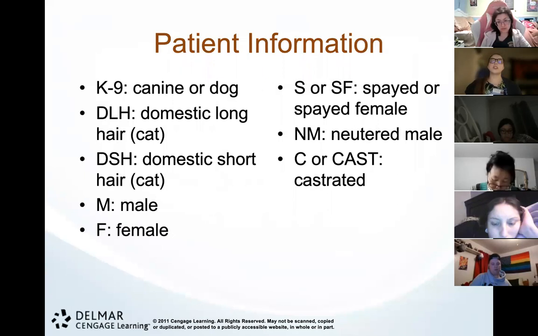Now, if it's a large animal, we could say C or cast for castrated for the males. It's not very common that we will spay large animal females. It's really, really uncommon because it's a really risky procedure.